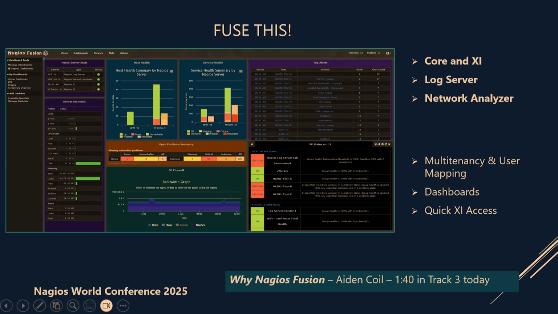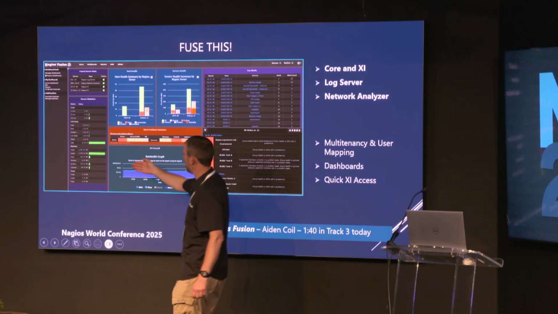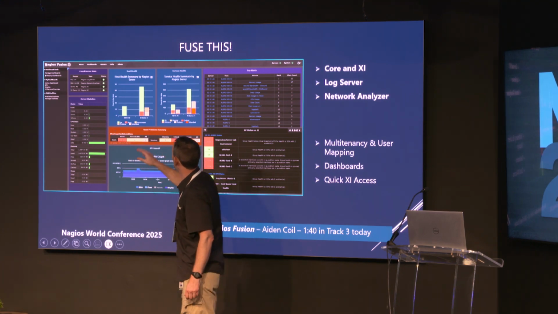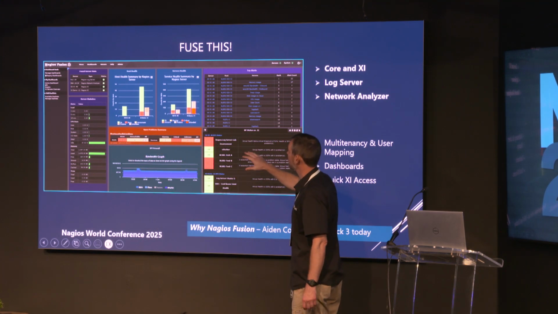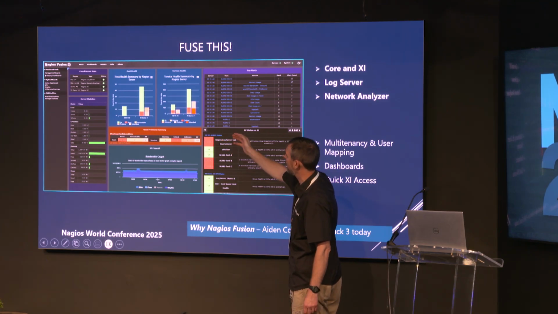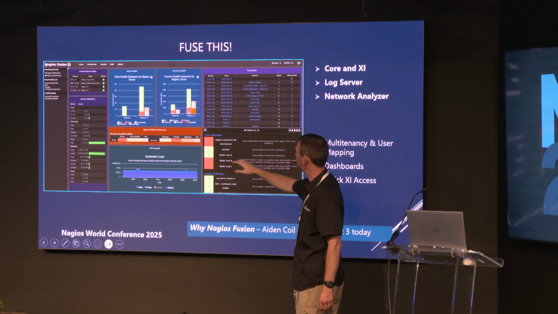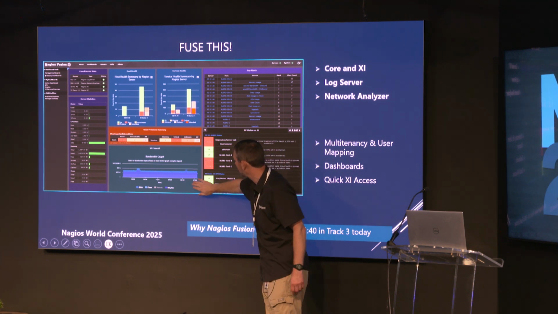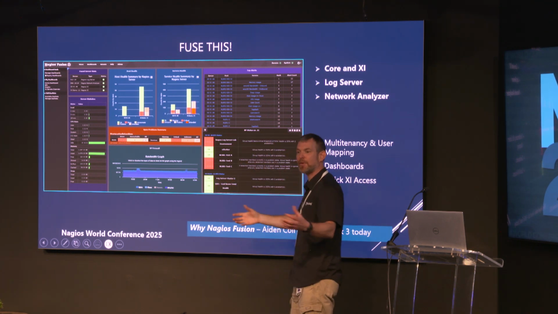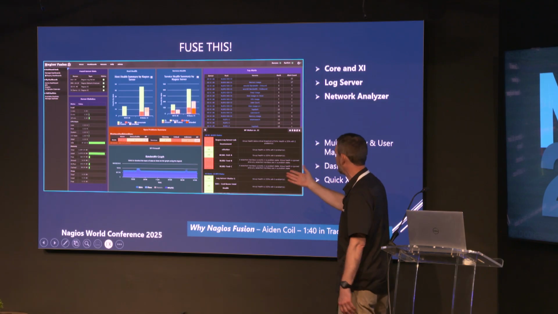All right, so here's an example of a Fusion dashboard. And this is showing a ton of cool data. So it's got basic information about the status of your Fusion server itself. It's got host health and service health summaries for a few different servers. In this one, it's pretty basic, but I've got a couple of XIs plugged in, a Network Analyzer, a Log Server. Information about open problems. This is one of the Network Analyzer hooks. So we've got a bandwidth graph from Network Analyzer's flow data collection that's produced.